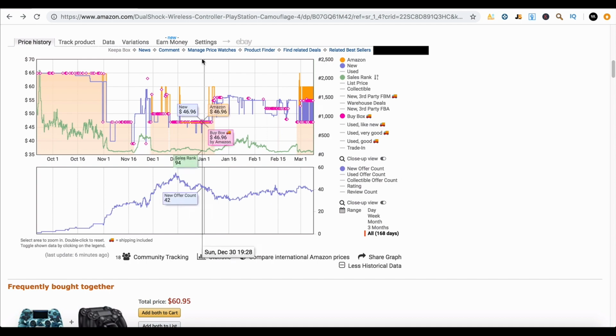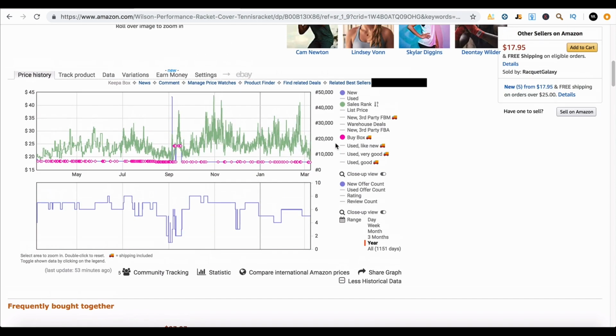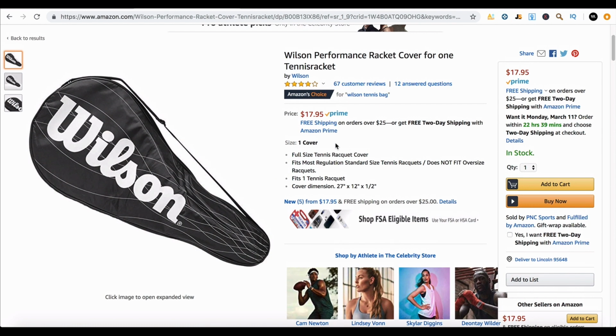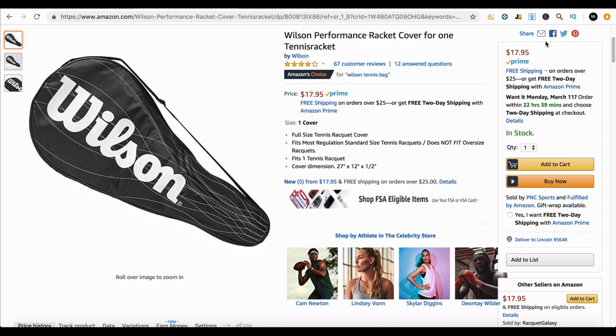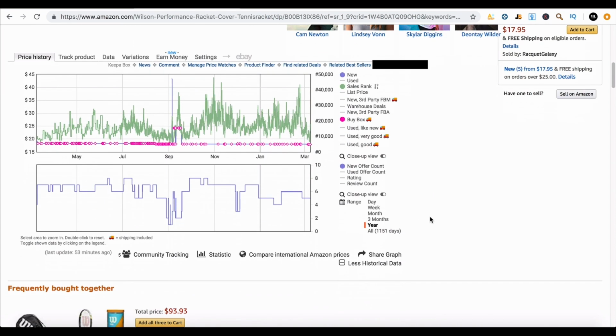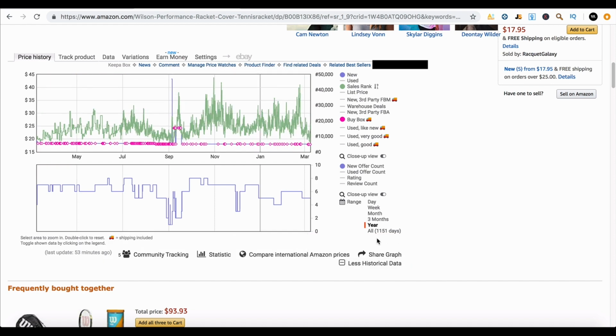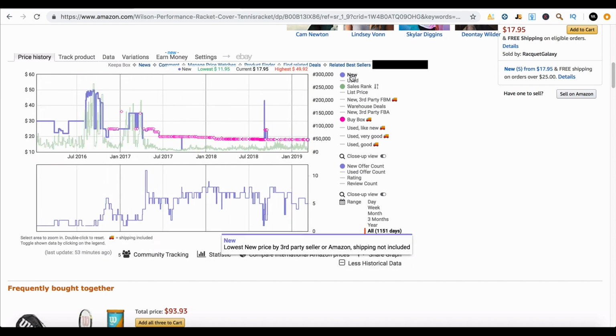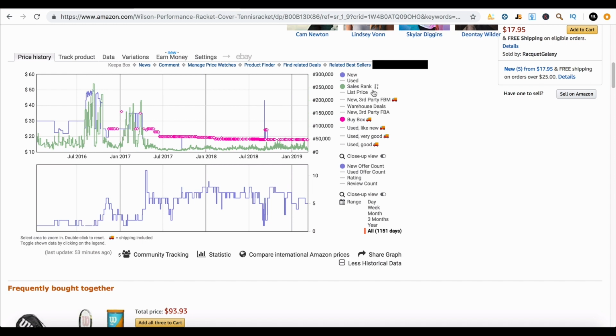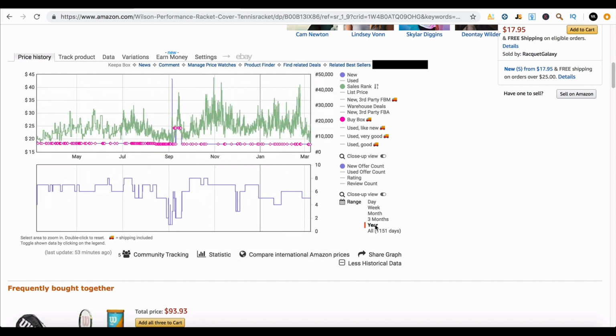So let me show you a different Keepa graph. So this is the Wilson Performance Racket, and it's just a cover. And we can see what the buy box is and who has the buy box. We're going to come down here and look at the Keepa graph. Now, Amazon's not on this listing, hasn't been on this listing, because it doesn't even allow Amazon to show up right here. So we're going to go back a year, and we want to look at the sales rank, and we want to look at the price history.